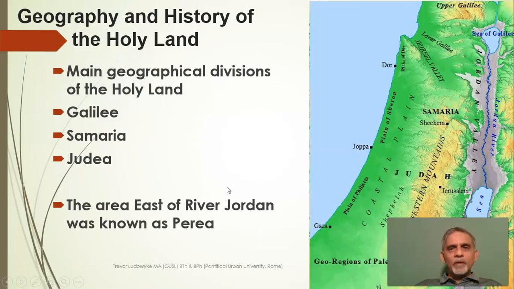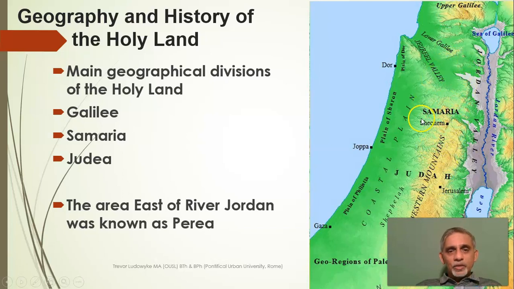Okay, so now we come up to the main geographical divisions of the Holy Land. The main geographical divisions are three divisions: Galilee, that's up here. Upper Galilee is here. Samaria in the middle, Samaria and Judah. So these are the three main divisions of the Holy Land.